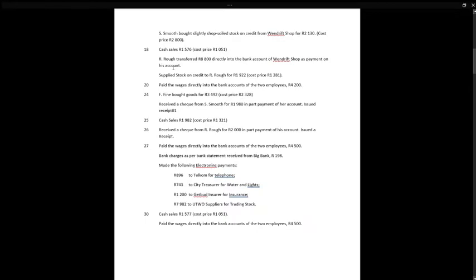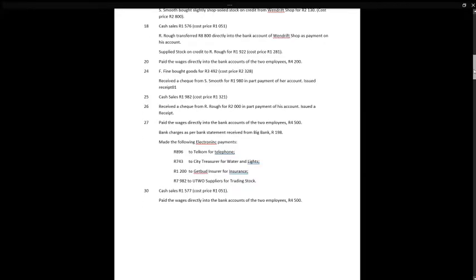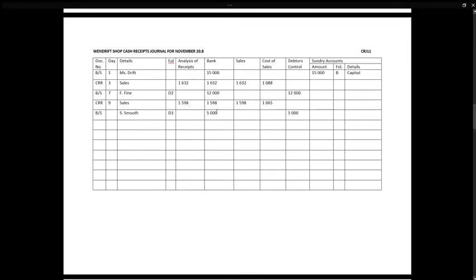Next transaction took place on the 18th. Cash sales of 1,576 Rand, of which the cost price was 1,051 Rand. So cash receipt journal. Cash register roll will be my source document. This took place on the 18th. My details will be sales.